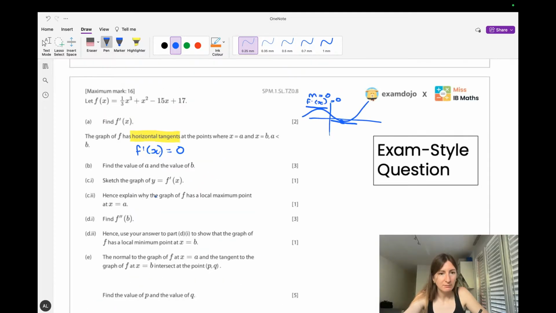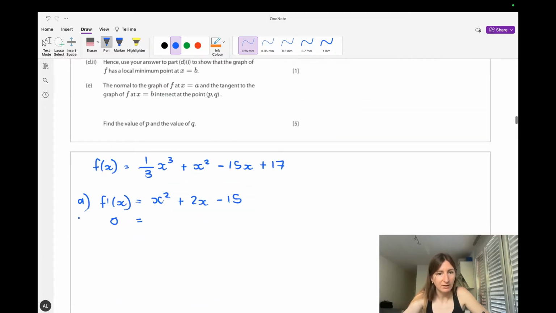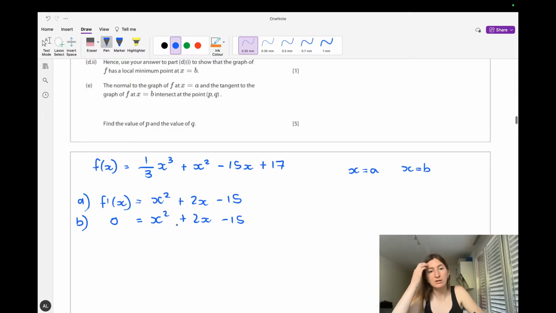Was that question B? Yeah, find the value of a and b. So 0 equals x squared plus 2x minus 15. And indeed, when you have 2 points, x equals a and x equals b, that does sound very much like solving a quadratic. We're going to get 2 solutions, and we're going to need to figure out which is which, and then a was less than b. So that's going to be one little thing.